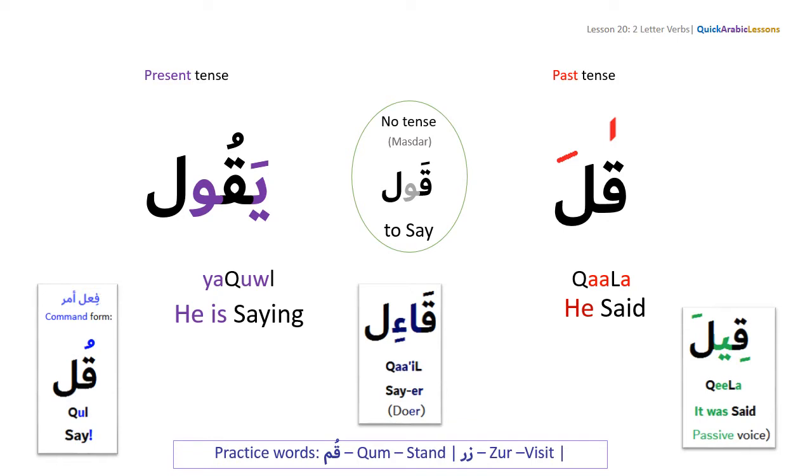Now I want you to practice with these words at the bottom of the page and see if you can put them into past tense, to present tense, into fa'il tense in the middle, and command form. Practice and you'll get used to two-letter verbs, inshallah.